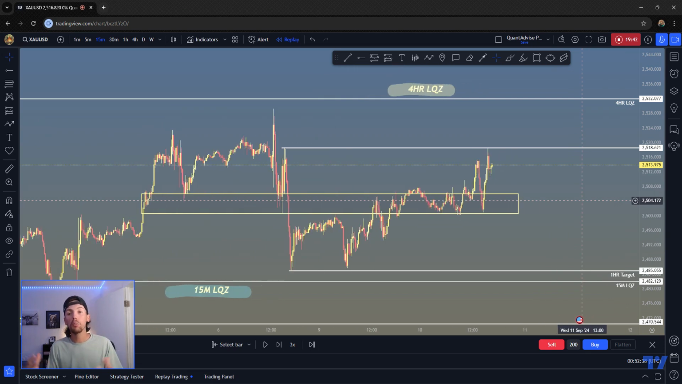So hopefully you enjoyed this markup. Like I said, I wanted to show you that trade I took, what I would have done, what I did. Would I have done anything different? Nope. I trade exactly how I would because it's according to my plan.